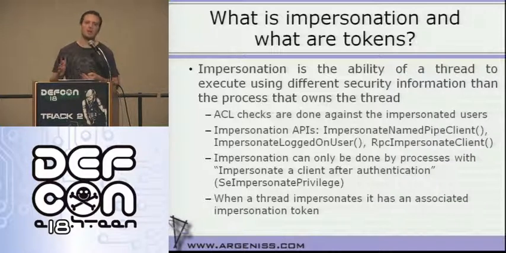Also, IIS, Internet Information Services, worker processes, the processes used to run web applications, have impersonation privileges too. And we also have Windows Management Instrumentation processes, which also have impersonation. They run under network service, local service, and local system accounts. So when a thread starts to impersonate, it will get an associated impersonation token.